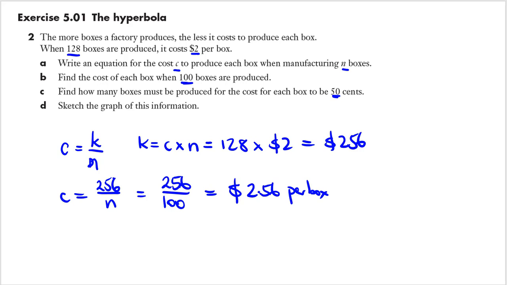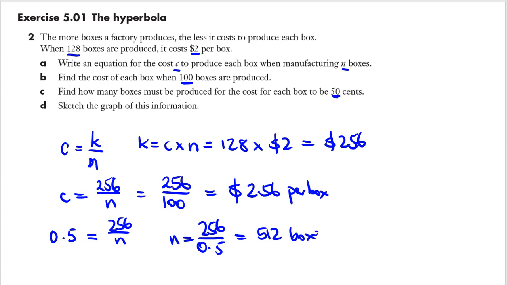How many boxes must be produced for the cost of each box to be 50 cents? So we want the cost C to be 50 cents. Be careful there. Obviously, if we're dealing in dollars and cents, we want to put in 0.50, but 0.5 is fine. 256 over N. Swap these two over. N is equal to 256 over 0.5, and that means we'd have to produce 512 boxes.